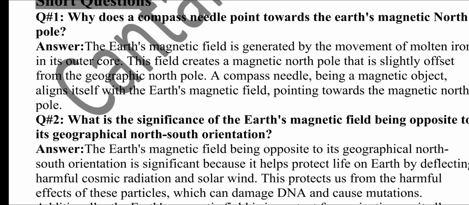Short questions of chapter number 11. Question number 1. Why does a compass needle point towards the Earth's magnetic North Pole? Answer. The Earth's magnetic field is generated by the movement of molten iron in its outer core. This field creates a magnetic North Pole that is slightly offset from the geographic North Pole. A compass needle, being a magnetic object, aligns itself with the Earth's magnetic field, pointing towards the magnetic North Pole.